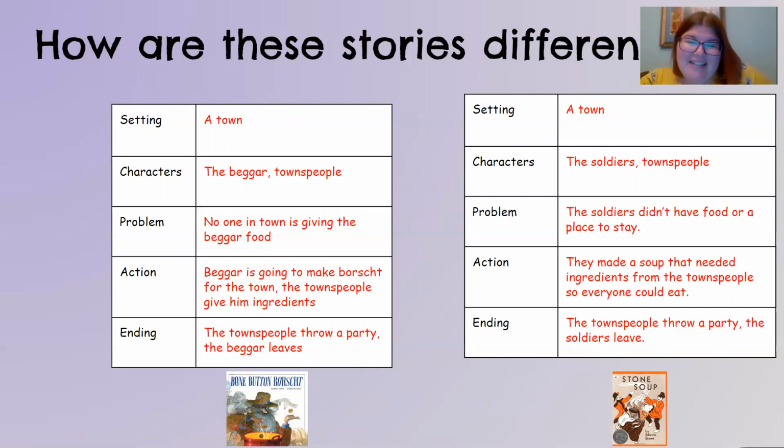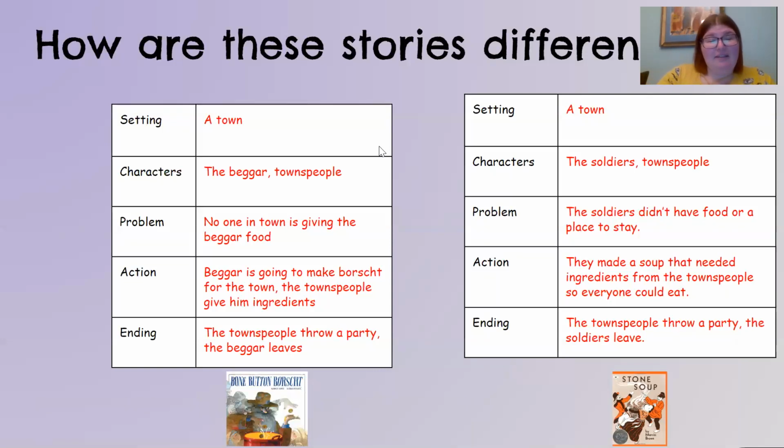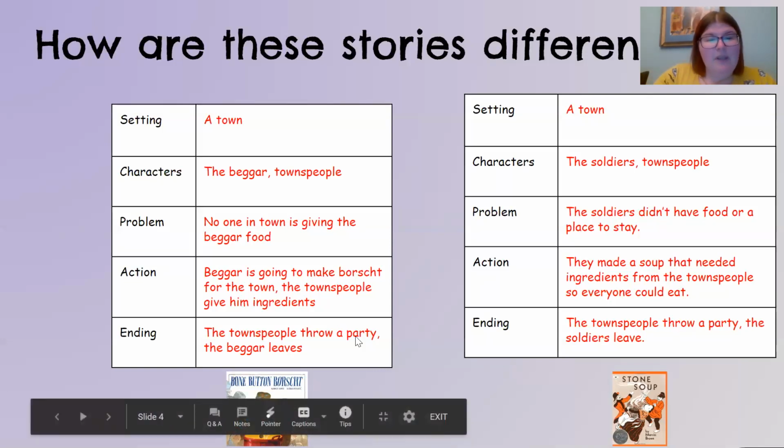And lastly, I remember it's not necessarily in the scape charts, but for Bone Button Borscht, he does give them his buttons, and I guess it's like the main ingredient, like there was stone first to start out with Stone Soup and buttons for Bone Button Borscht. So if you got that, give a whoop whoop. Sorry, I thought I muted myself. That's why I paused. Okay.